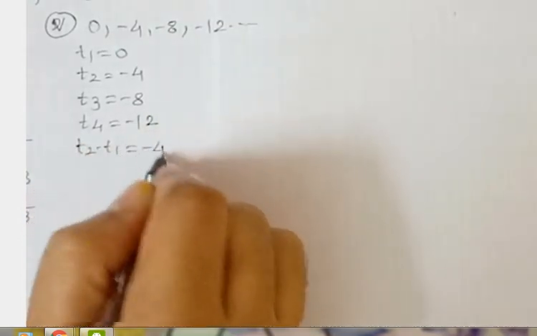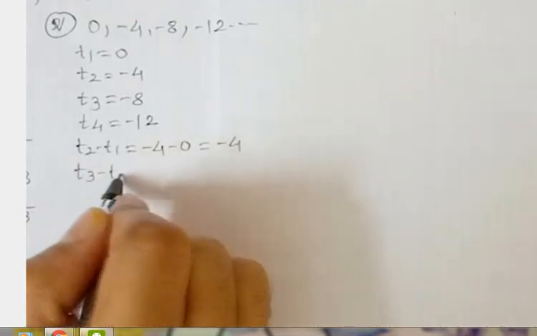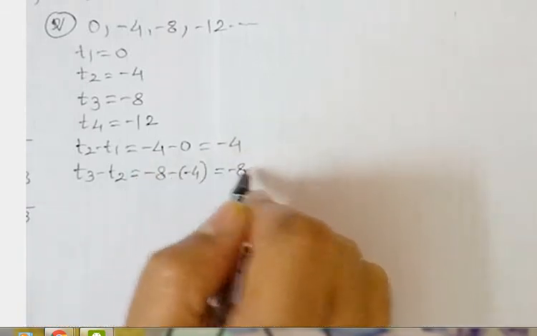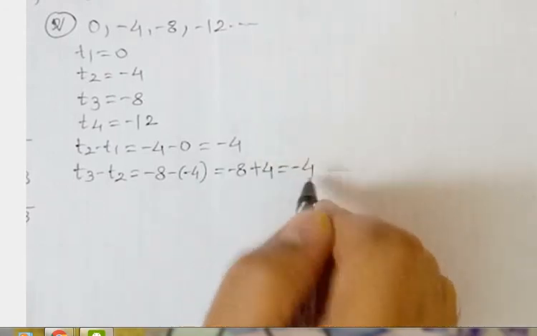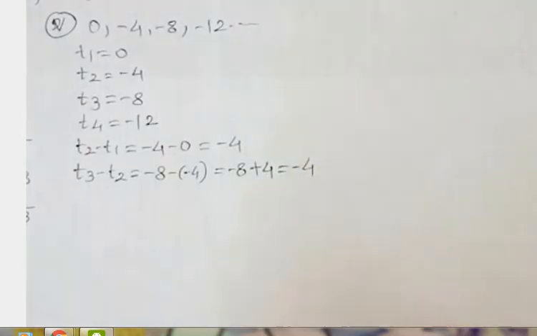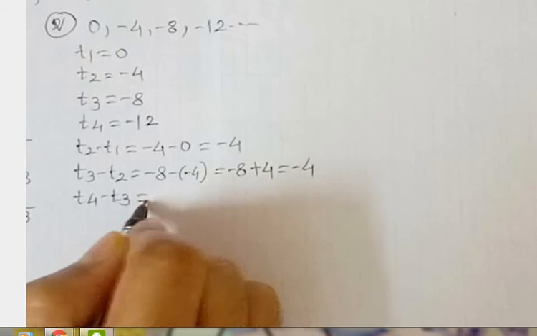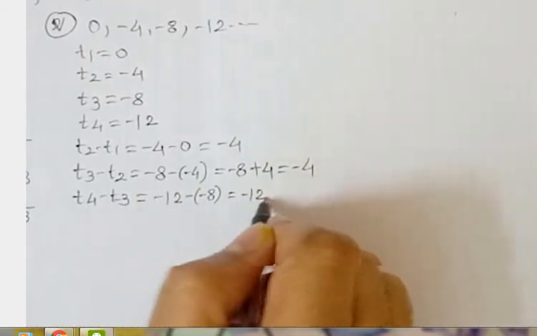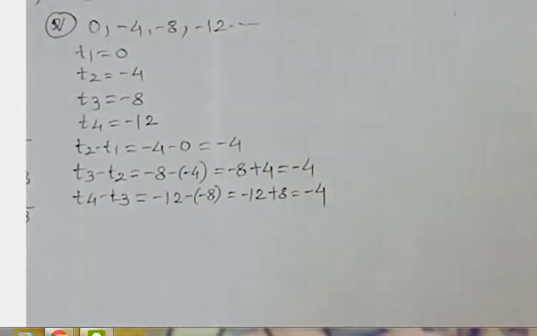Now we have to find out T2 minus T1. T2 is minus 4 minus 0, that is minus 4. Then T3 minus T2. T3 is minus 8 minus T2 which is minus 4, that is minus 8 plus 4, which is minus 4. Greater number minus smaller number, sign of the greater number. Then T4 minus T3. T4 is minus 12 minus T3 which is minus 8, that is minus 12 plus 8. Minus 12 plus 8 is minus 4.